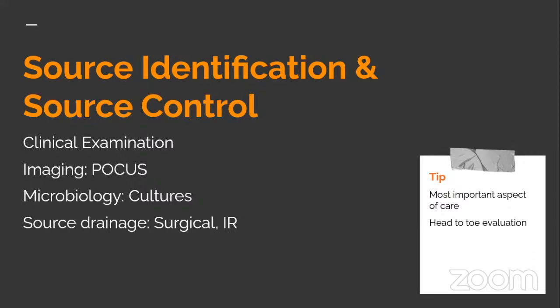Source drainage, surgically or by interventional radiology, is key. Of course, we use the landmark method for things like paracentesis. We can just examine the patient. Maybe if you have an X-ray, it gives you an idea about the size of the effusion. You can actually put a needle there, just using landmarks. But if you have an ultrasound, even better.